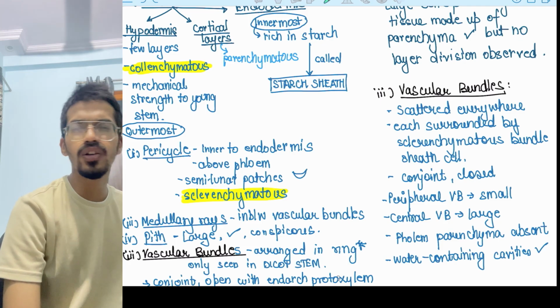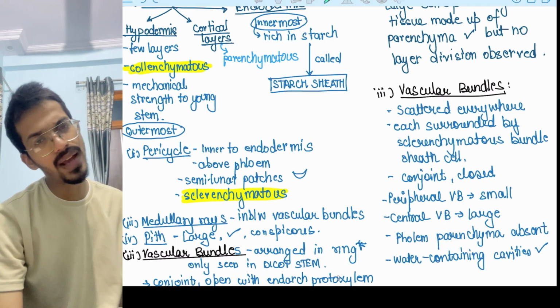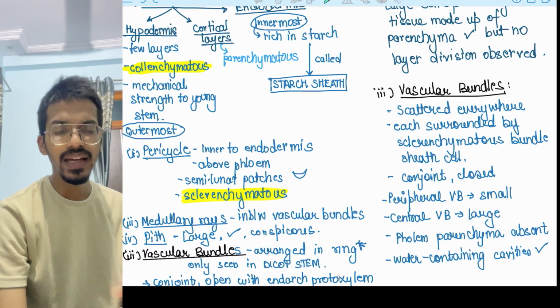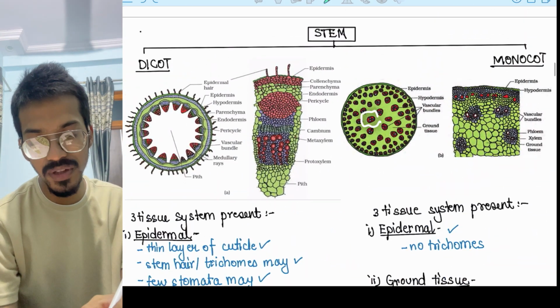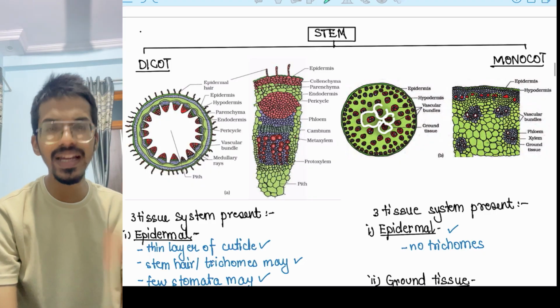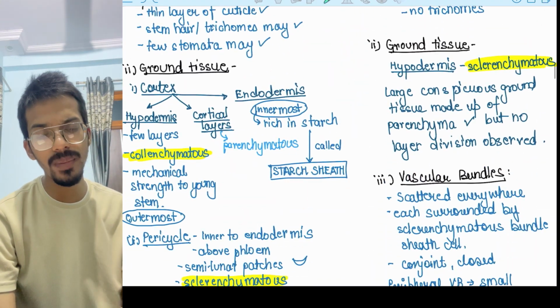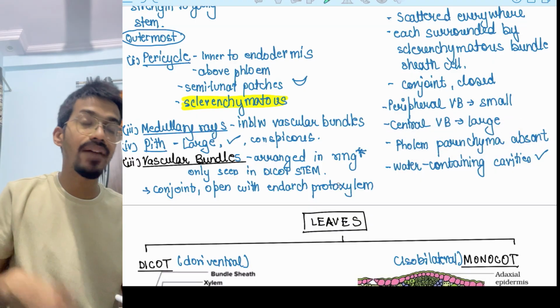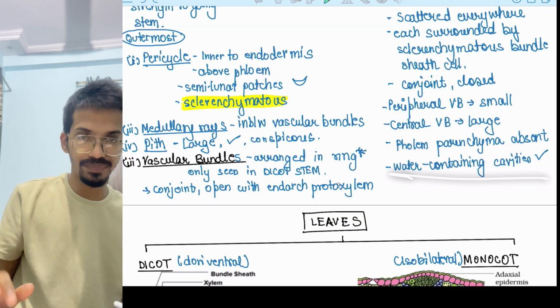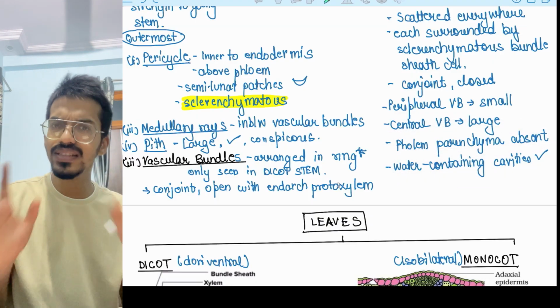Now tell me, what is the role of phloem parenchyma? To contain the food. And what is the function of parenchyma? To contain the food, right? If you know that everywhere there is parenchyma present, they don't need any special types of cells, abundant food could be easily derived from them. So that's why phloem parenchyma is absent. Okay. Then water containing cavities, I have already told you, are present between them. With this, the stem is over.